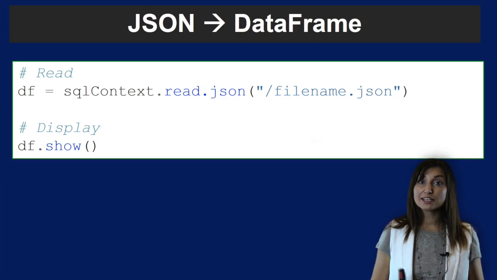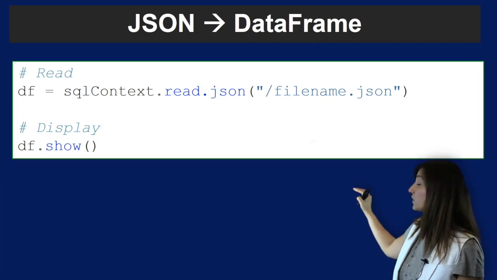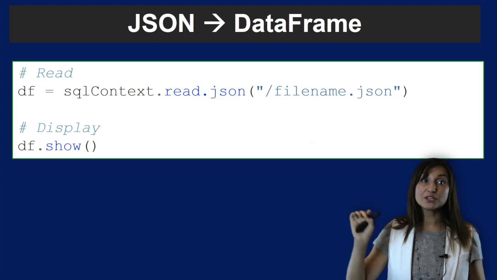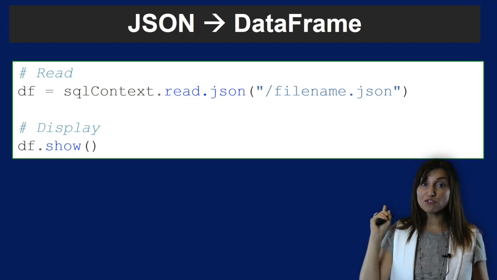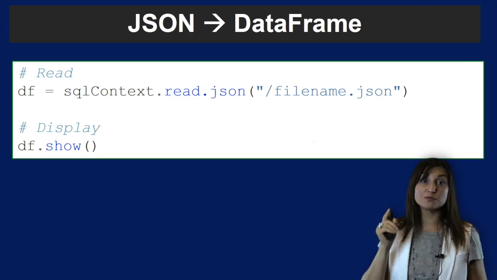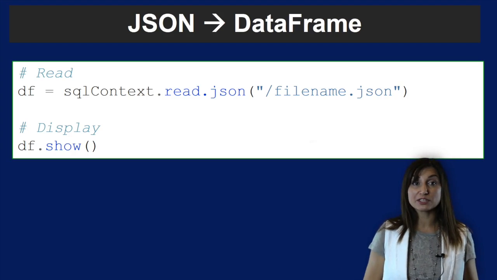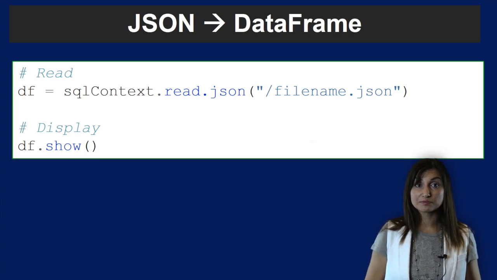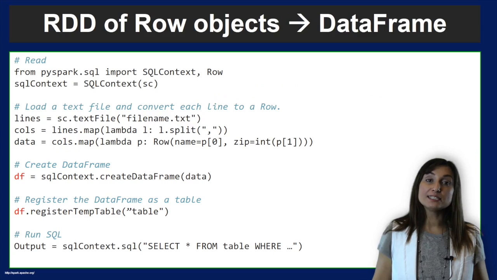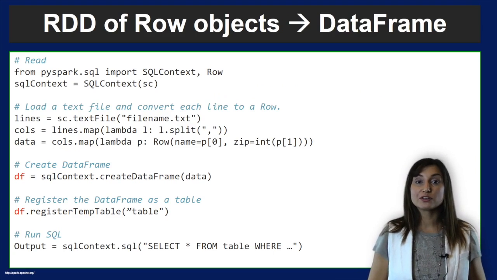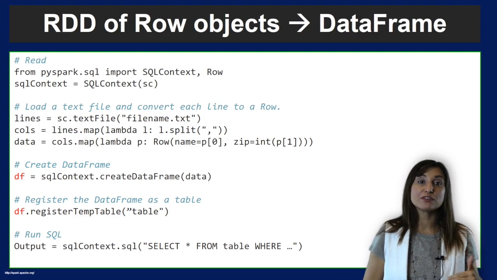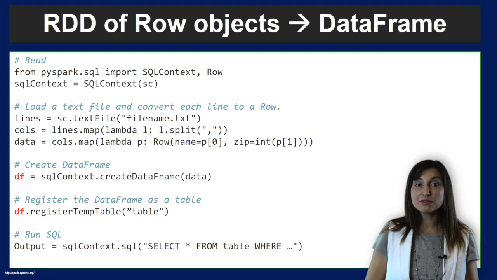A file can be read and converted to a data frame using a single command. The show function here will display the data frame in your Spark shell. RDDs can be converted to data frames but require a little more work. First, you will have to convert each line into a row.